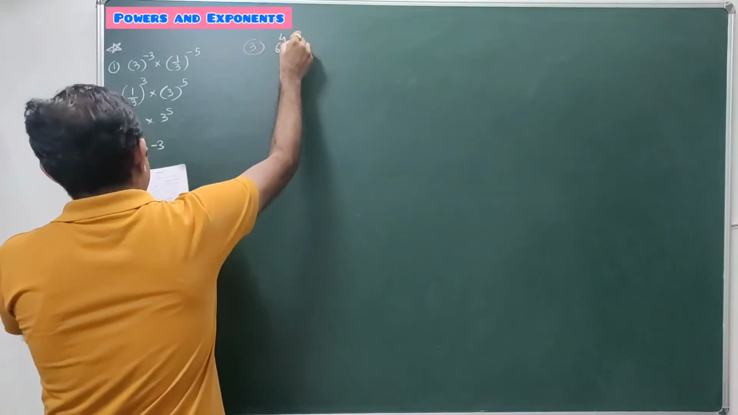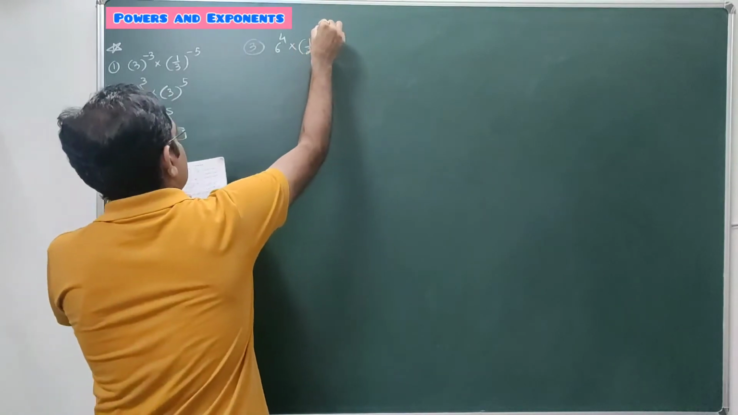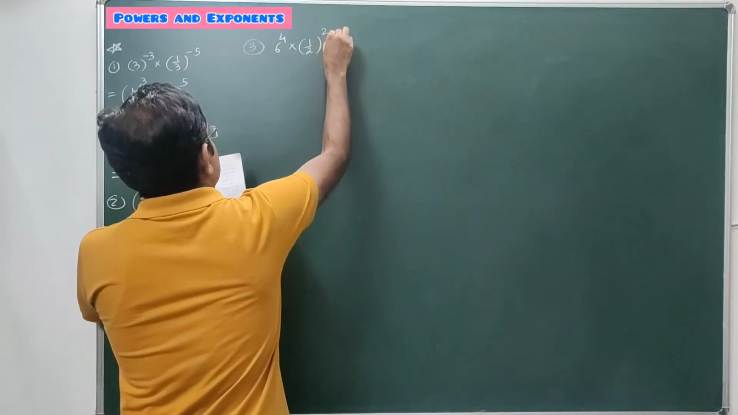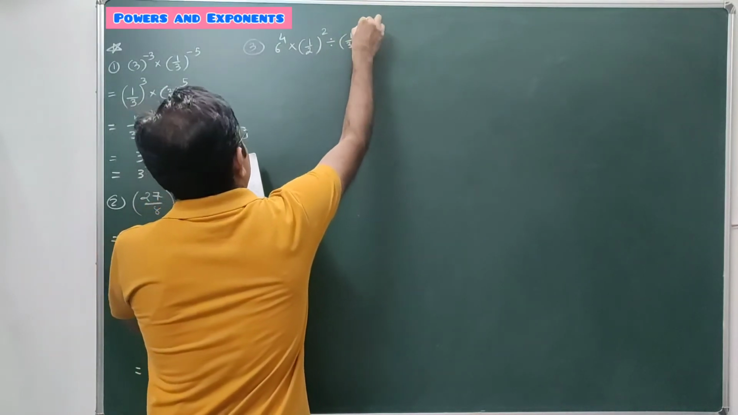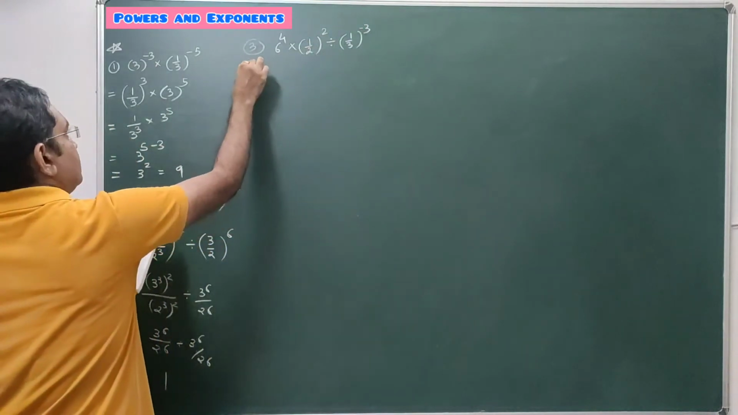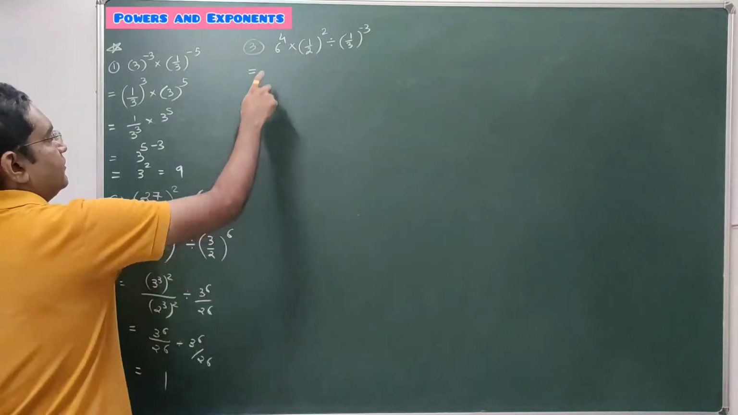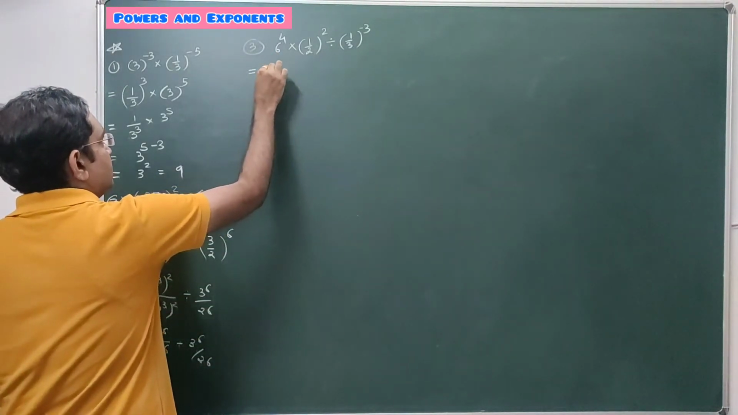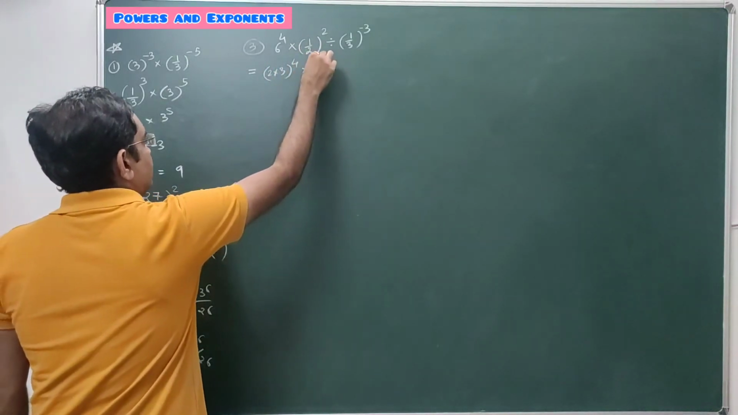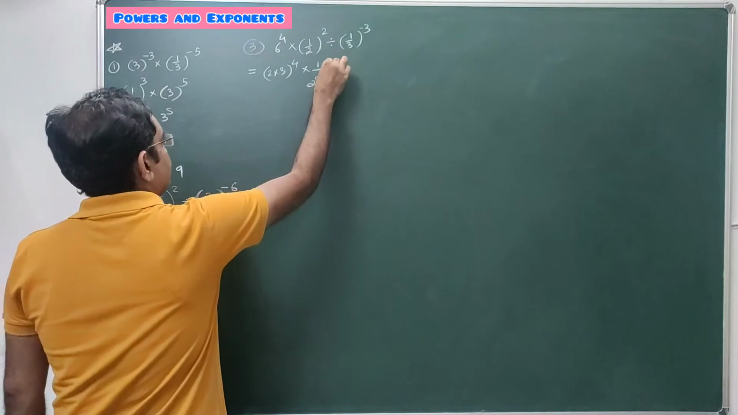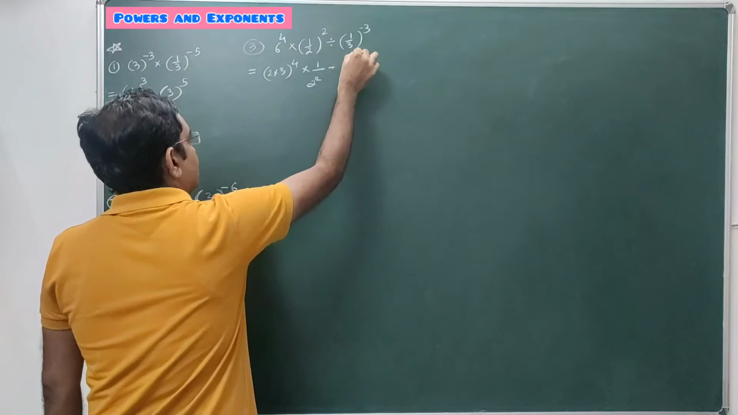6 raised to 4 multiply by 1 by 2 raised to 2 divided by 1 by 3 raised to minus 3. So look, here 6, 2 and 3 are there. So we can convert this 6 into 2 and 3. So 2 times 3 is 6, power is 4, multiply by 1 upon 2 square divided by, negative power converted into positive power by taking the reciprocal of this.